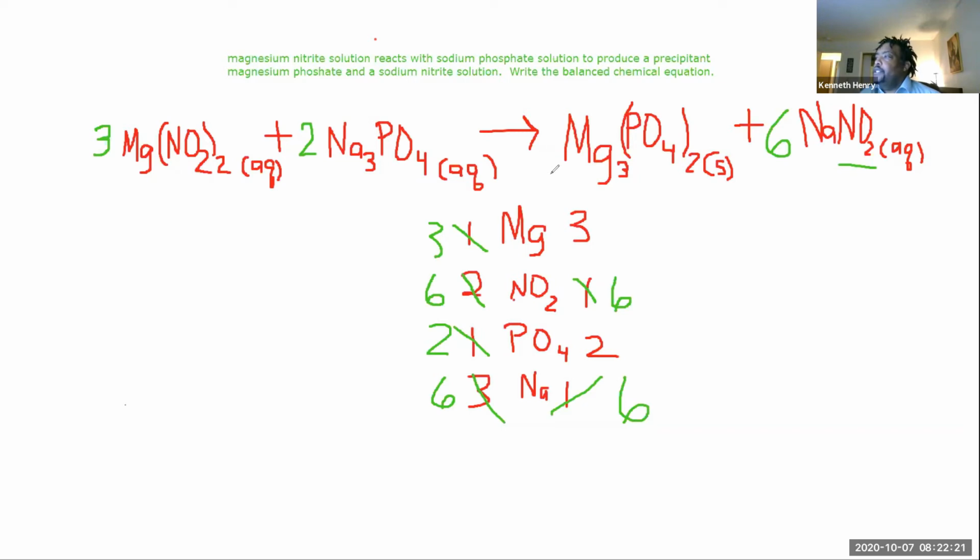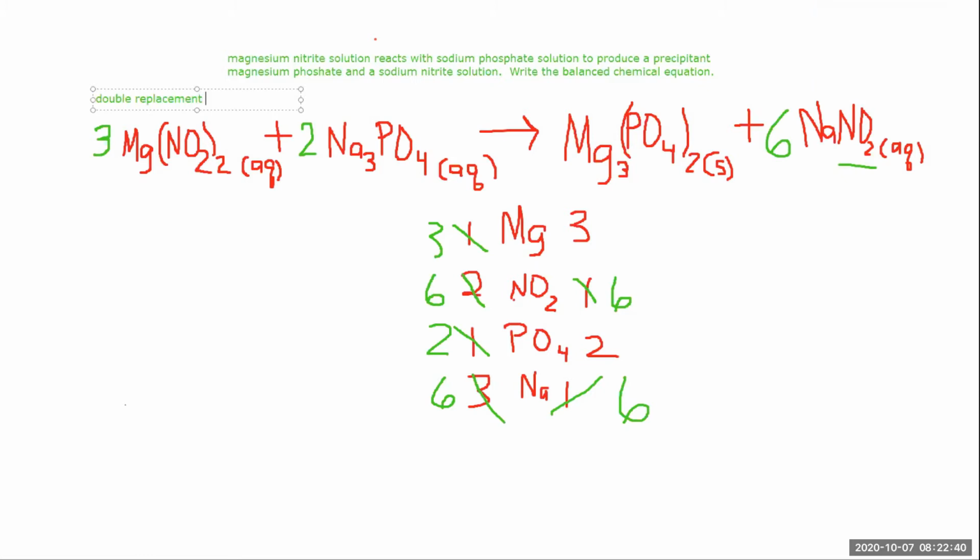Okay, so now this here is called a double replacement reaction. You guys should know that, right? Because you did about 150 of those. Something like that. I like to call it the swinger reaction, because all you're doing is changing partners. You notice the magnesium hooks up with the phosphate, the sodium hooks up with the nitrate, and that's going to be your product. So you're just changing partners. Pretty simple, not too complicated.